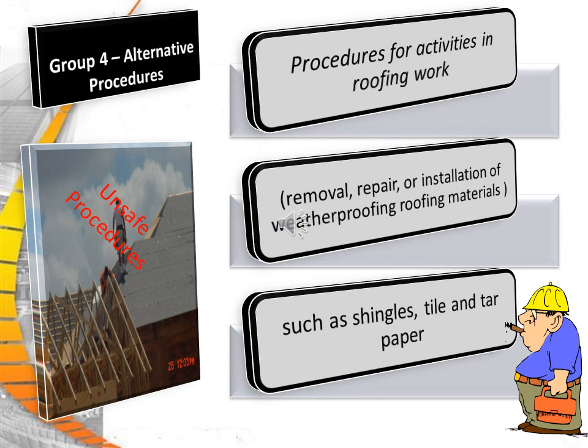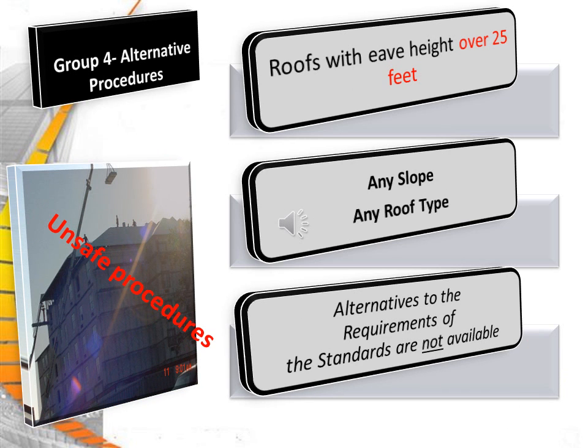Group 4 covers the procedures involving roof activities such as removal or repair or installation of weatherproofing roofing materials such as shingles, tile and tar paper. It covers situations where the roofs have an eave height of over 25 feet. It covers any type of slope and any roof type. Alternatives to the requirements of the standard are not available.